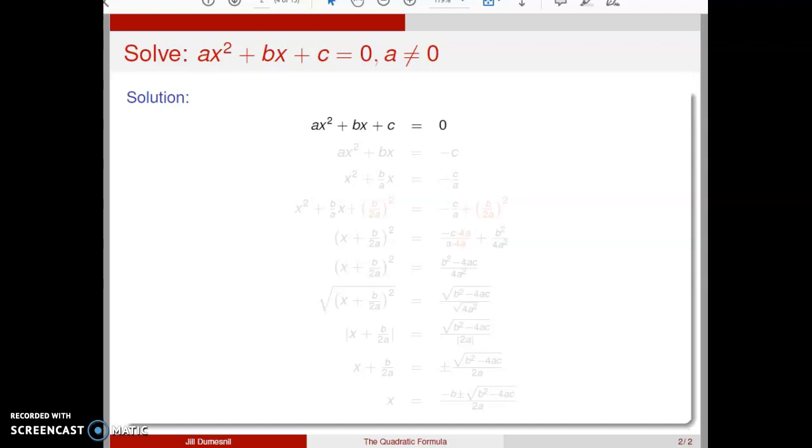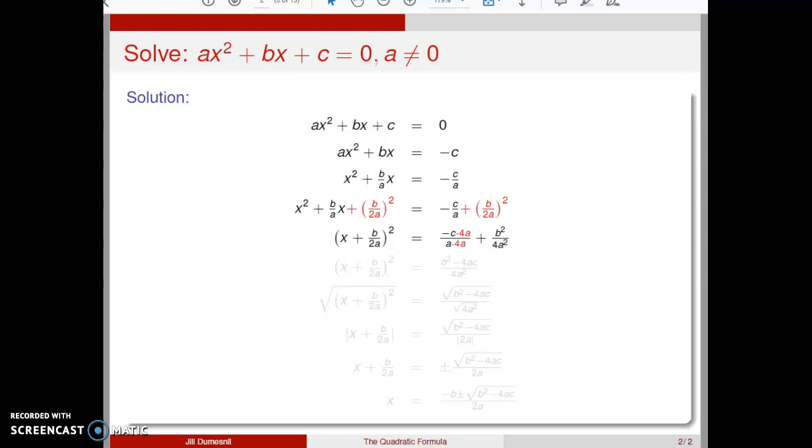We start with the given equation. Since we're going to complete the square, we subtract the constant term from both sides of the equation. Now, since completing the square requires having a leading coefficient of 1, we divide both sides of the equation by the non-zero value a. Now we take half of the coefficient of x, square it, and add the square to both sides. This is the general process for completing the square.